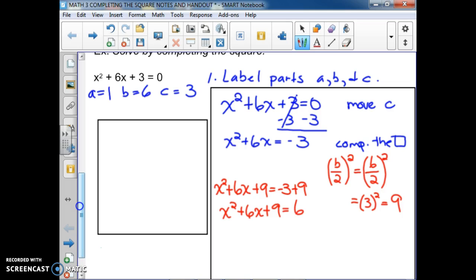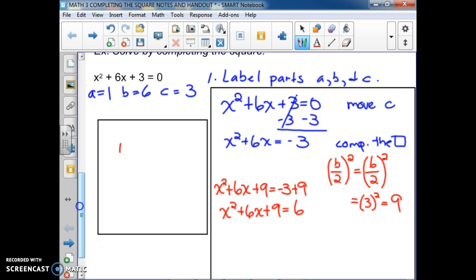Maybe that complete the square part was a little too fast for you, or maybe you don't get why that completes the square. Let's go over here to the left hand side, and I'm going to show you a little drawing to give you a visual reference as to why it's called completing the square.